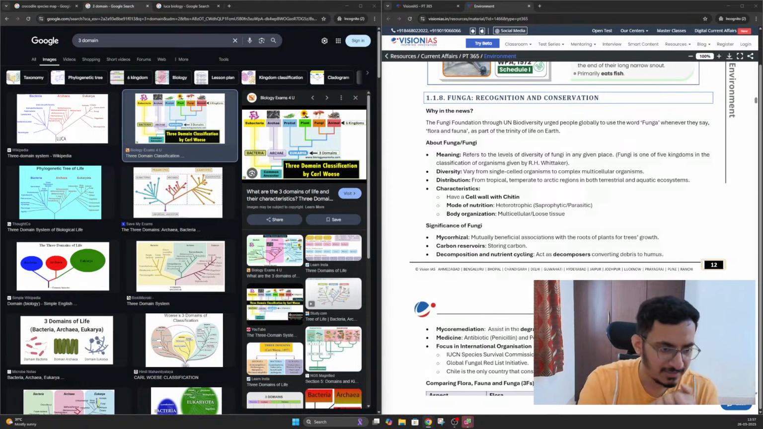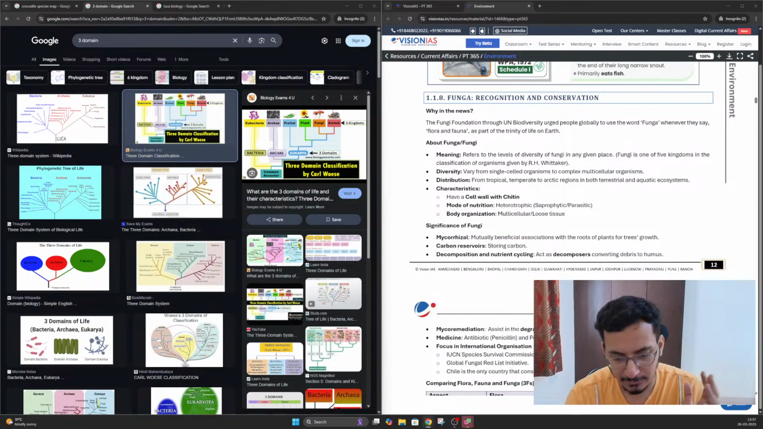So if you do a three domain classification, you get eubacteria, archaebacteria, and eukaryotes. And if you do a five kingdom classification out of that, you get Monera, Protista, Fungi, Plant, and Animal. Instead, if you do a six kingdom classification, then Monera is further divided into eubacteria and archaea.